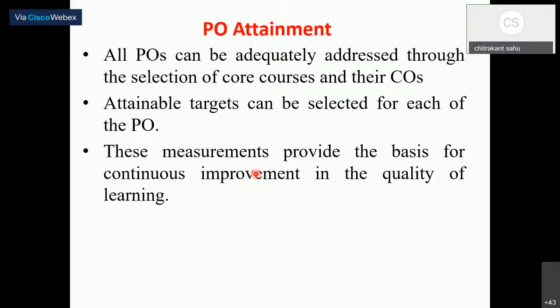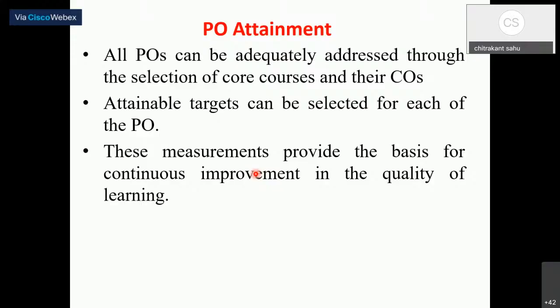So then these measurements provide the basis for the continuous improvement in the quality of learning. These facts and figures will give the idea where we are lacking, and then we can plan a course of action where to improve. Let's say PO related with the communication skills is not attained. So the department can plan more lectures on the communication skills, or some workshops for the students about the communication skills program, so that it can be improved next year.